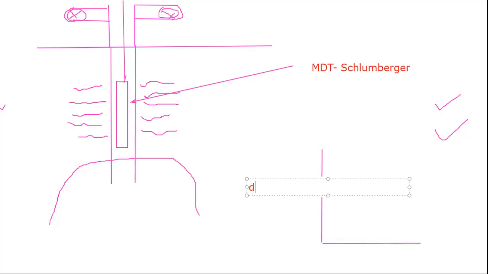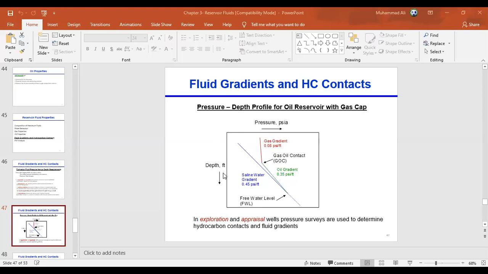Now that software actually generates a chart, which is the depth versus the pressure. Okay, it looks something like this one. Can you see the presentation or the whiteboard? The whiteboard, okay, let me close. Something like this pressure versus depth graph is made.